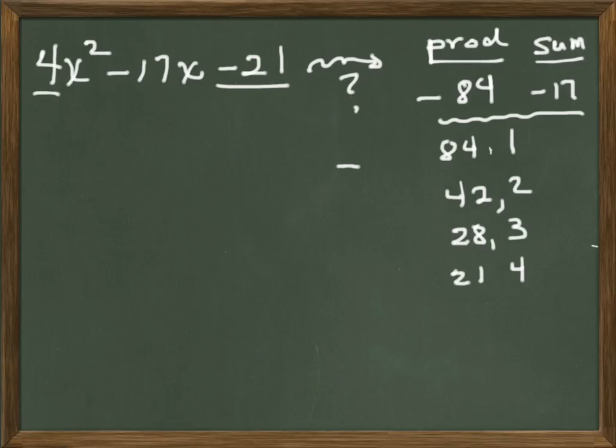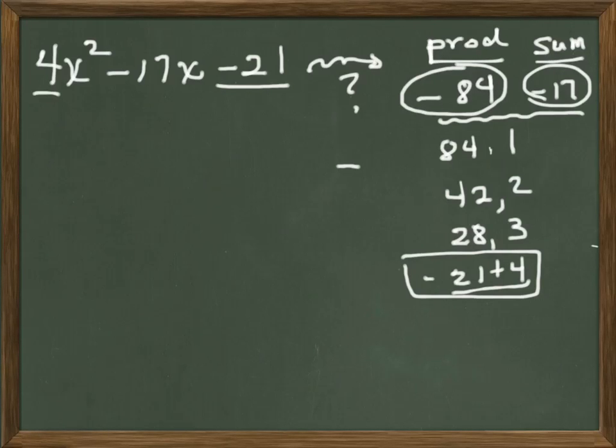Now I need it to be negative 84 and negative 17. So since my product is negative, I know one term will be negative and one term will be positive. And I know that the bigger term has to be negative because I want to come up with a negative 17. So that's going to be minus 21 plus 4. Okay, so now I've got my factors. Now what do I do with them?